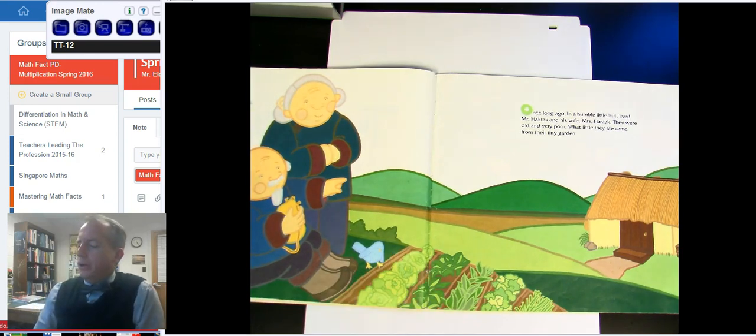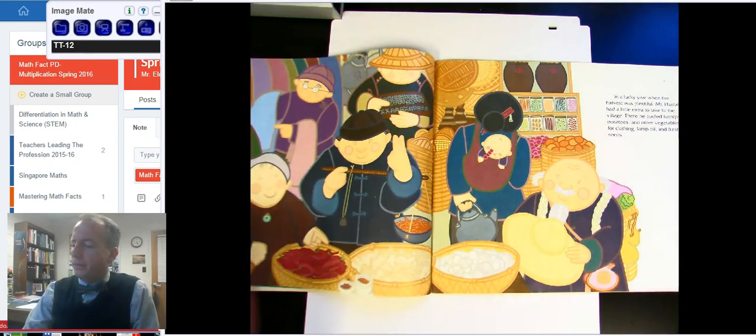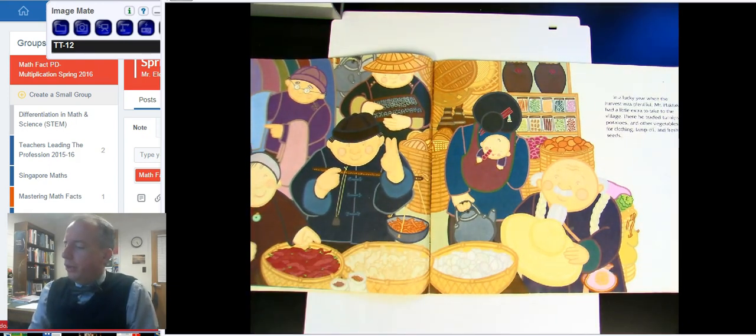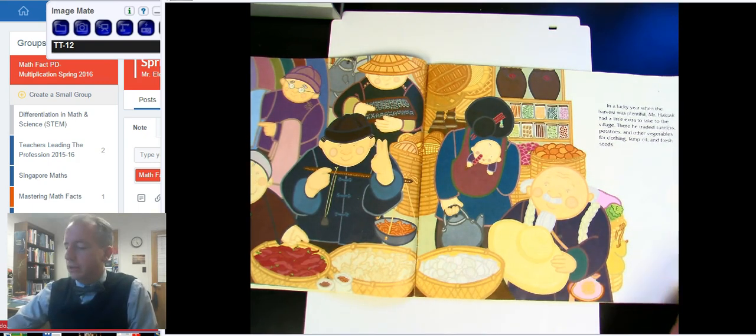Once long ago, in a humble little hut, lived Mr. Hack-Tack and his wife, Mrs. Hack-Tack. They were old and very, very poor. What little they ate came from their tiny garden. In a lucky year, when the harvest was plentiful, Mr. Hack-Tack had a little extra to take to the village. There he traded turnips, potatoes, and other vegetables for things like clothing, lamp oil, and fresh seeds.